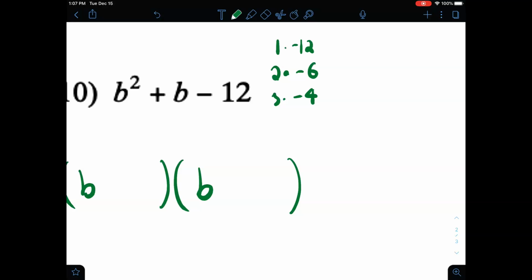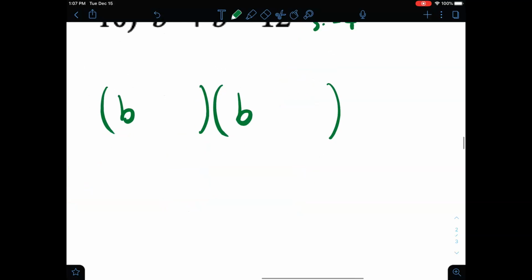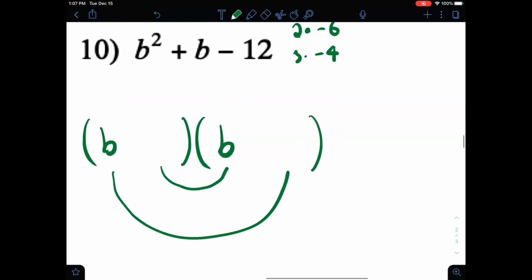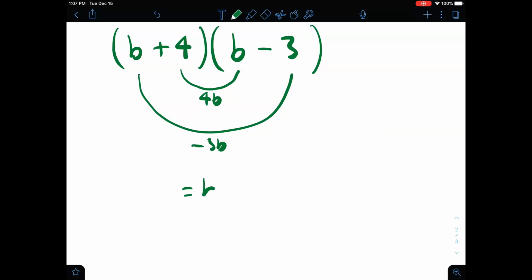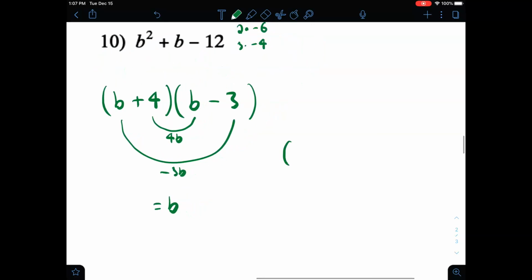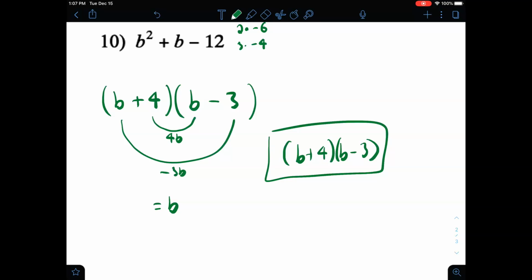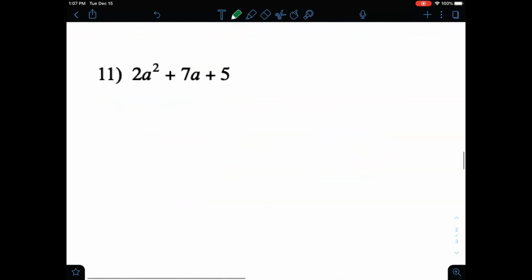So we need something that's going to add up to 1b in the middle. What's going to add up to 1b in the middle? Well, hopefully you said 3 and negative 4 is close, but that's going to be negative 1b. If I switch the signs, I do positive 4 and negative 3. That's going to give me 4b minus 3b, which equals 1b. So our final answer is going to be b plus 4 times b minus 3. And there we go.